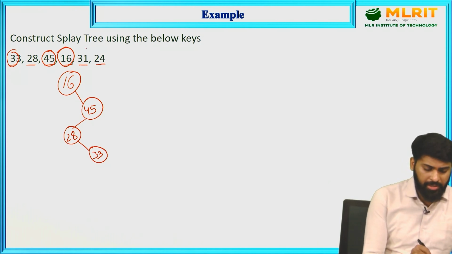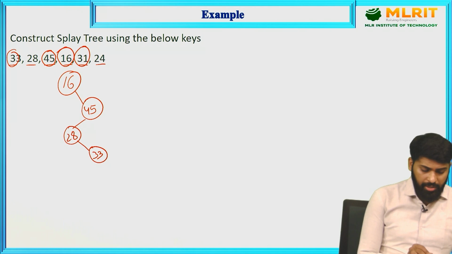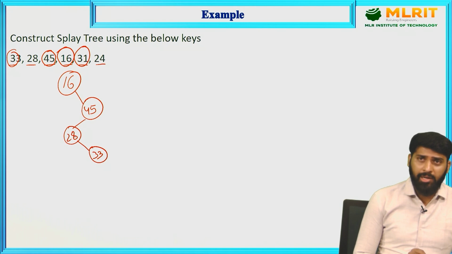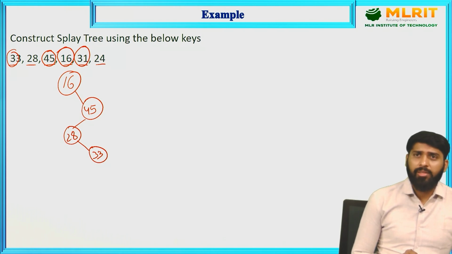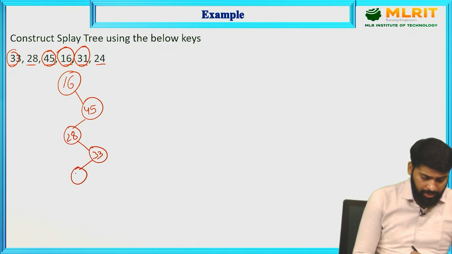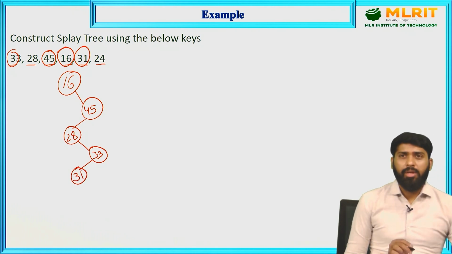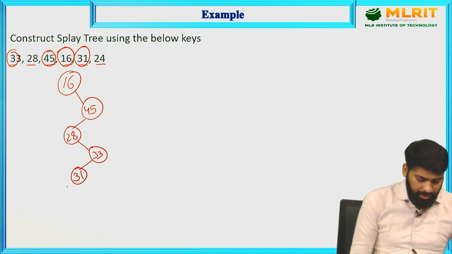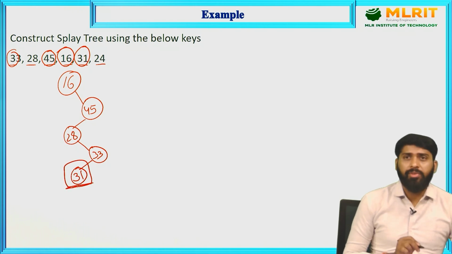Now, the next number is 31. 31 is greater than 16, so traverse to the right side. 31 is less than 45, so traverse to the left side. 31 is greater than 28's position, so traverse to the right side of 28. Now, 31 is less than 33 and 33 doesn't have any left child, so insert 31 here. Now, as per the splay tree definition, make this 31 the root of the tree.